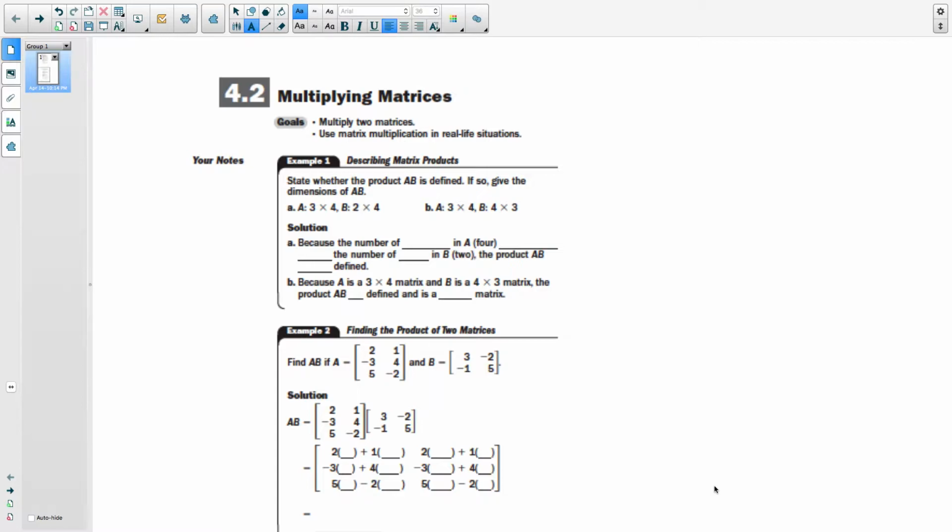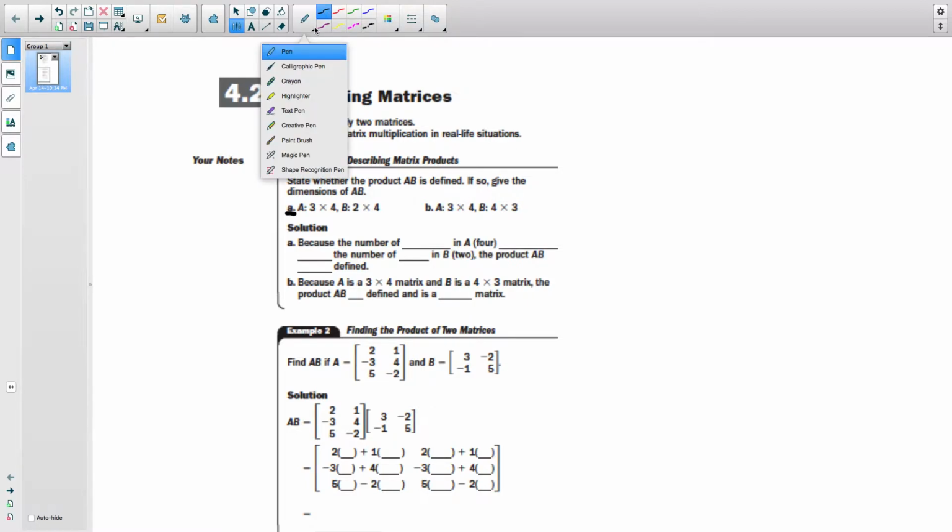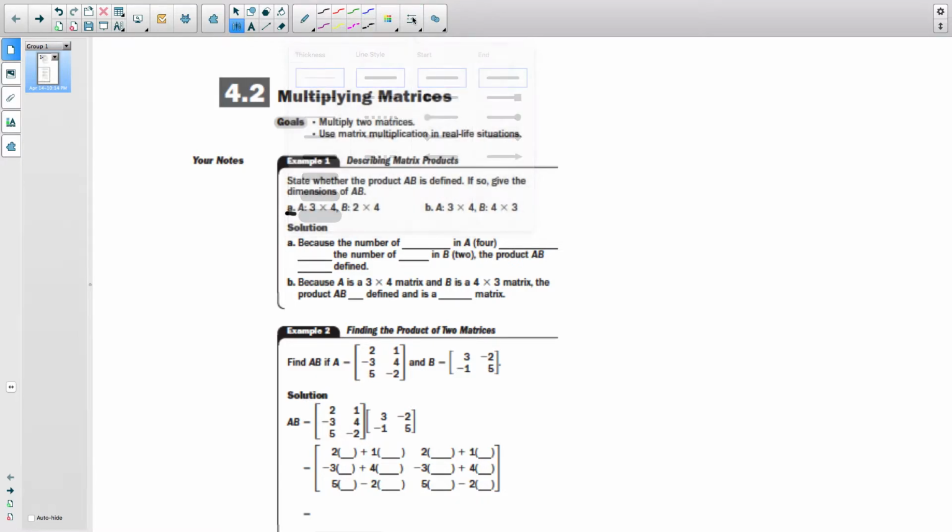We're going to determine whether the product of two matrices is defined or undefined. In order to do that, you want to take a look at the dimensions of the two matrices that you are trying to multiply. So for example A, let's change the size. Okay, they tell us that matrix A is a 3 by 4 and matrix B is a 2 by 4.